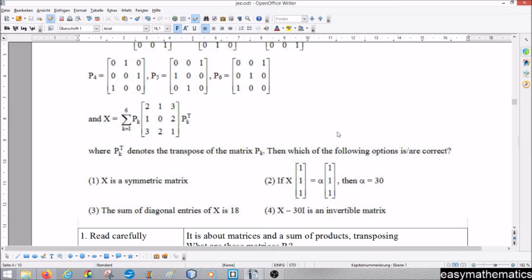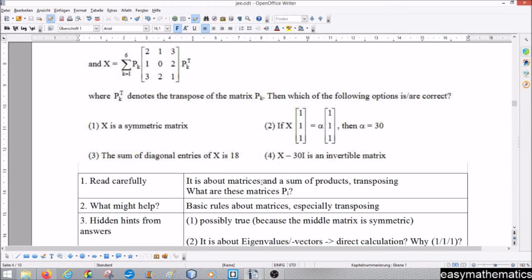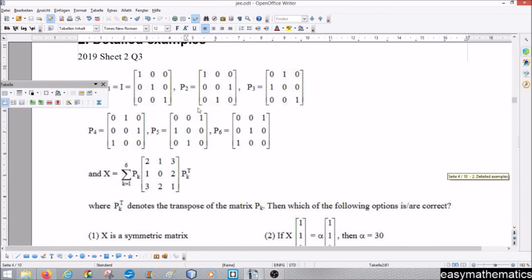Okay, so if you read that, you should think about what is given. Yeah, so we are talking about matrices and like a product here and some transposing stuff. And if you take a look at the matrices Pi, they should look very familiar. These matrices are called permutation matrices. Okay, they are orthogonal. This is very important here, and these are the keywords how to solve it.